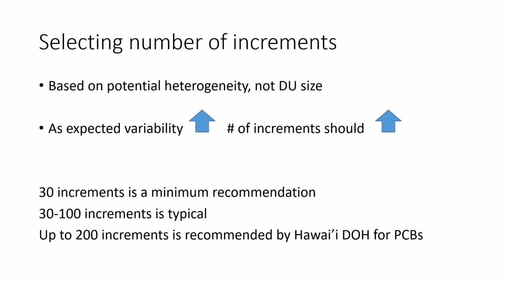Typically, 30 increments is a minimum recommendation. 30 to 100 increments, depending on variability, can be collected. The state of Hawaii recommends a minimum of 200 increments when sampling for PCBs, because for a number of reasons, PCB contamination in soil can be highly variable from location to location. And to overcome this heterogeneity, we can increase the number of increments even more, up to 200.